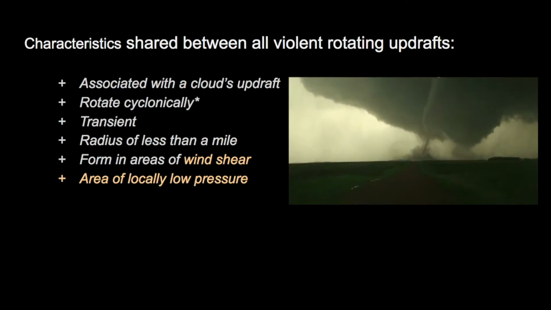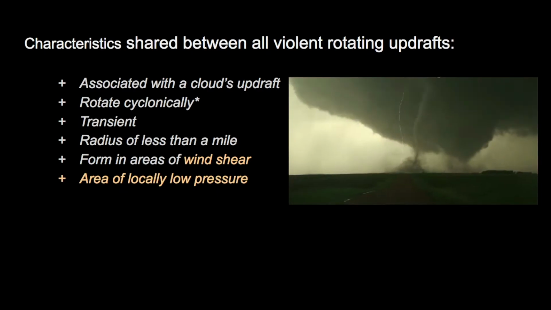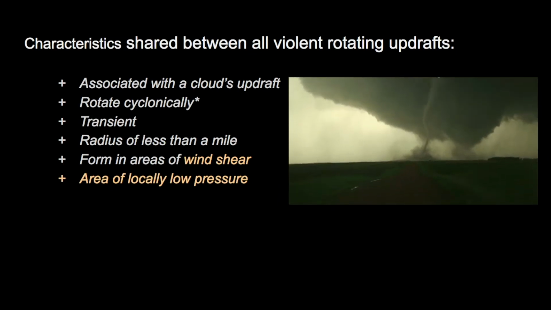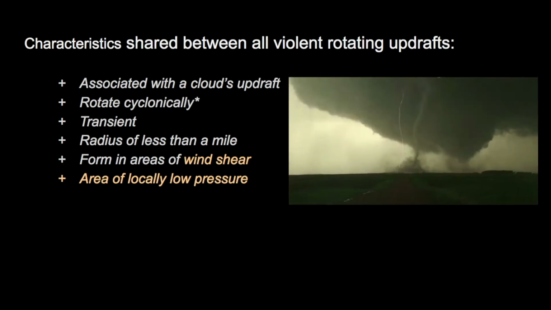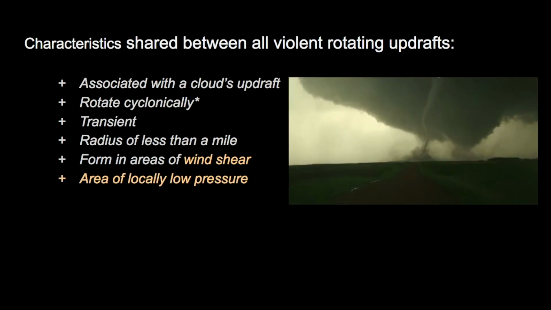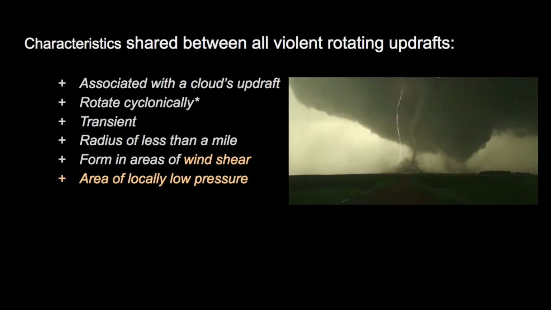If there's not a cloud, you can't have a tornado. So again, I want you to hear that. If there's no cloud above the vortex, you are not dealing with a tornado, period. Okay. The storms are going to rotate cyclonically, at least in general. There are anticyclonic tornadoes, although they're quite rare.